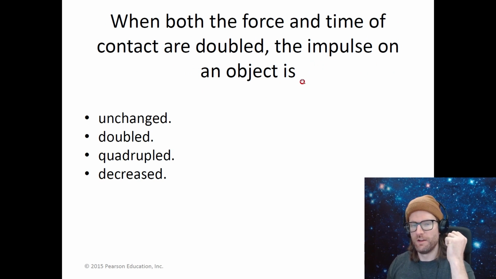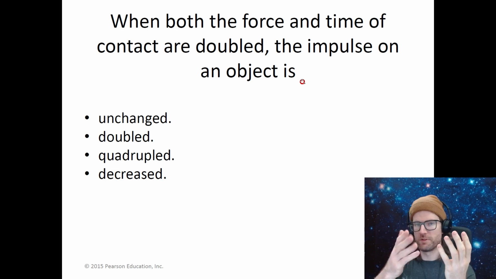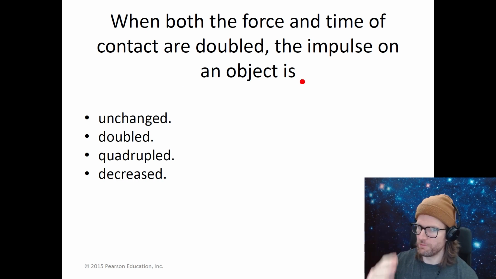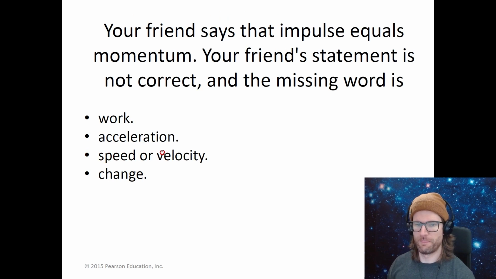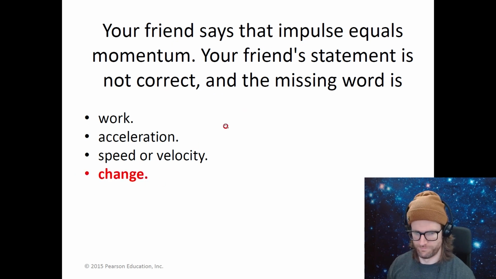When both the force and the time of contact are doubled, the impulse on an object is, well, we know impulse is force times time. If we double the force and double the time, that's quadruple the impulse. Okay, that was right. Your friend says that the impulse equals momentum. Your friend's statement is not correct, and the missing word is change. So impulse equals change in momentum.